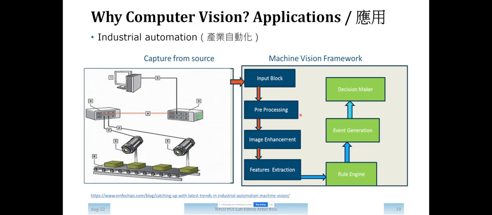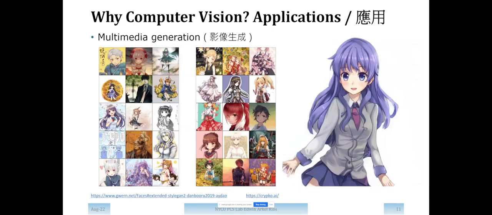Then aside from that, from an industrial point of view, you have industrial automation that you can see here. Basically, you want to automate the process of inspection, making sure that whatever you're producing is okay and working. So you can also use machines that have lenses to inspect whatever you're producing. So that's another application.